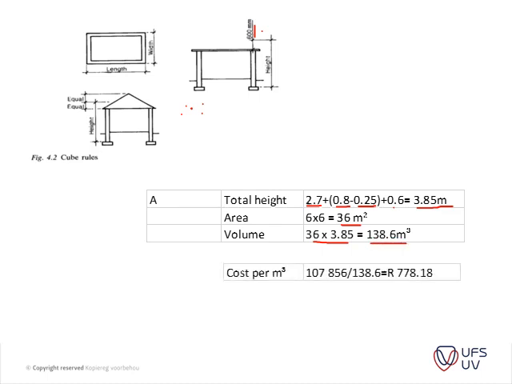Thus our cost per cube is 107,000 divided by our 138 to get our total rate per cube. Sorry guys, this doesn't allow me to make a very nice sketch. This is about how my drawing usually looks, so please bear with me, but it basically comes down to 778 Rand and 18 cents per cube.